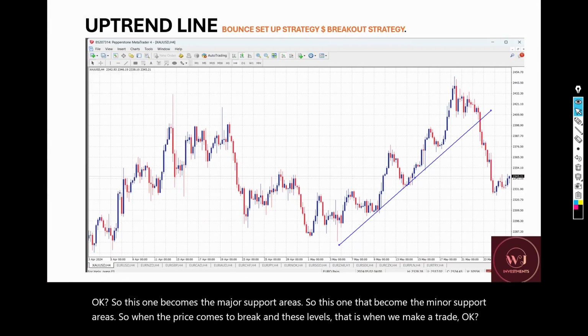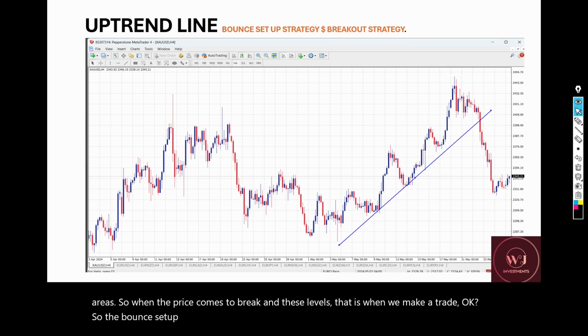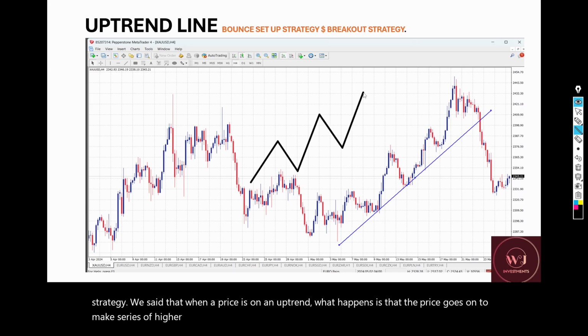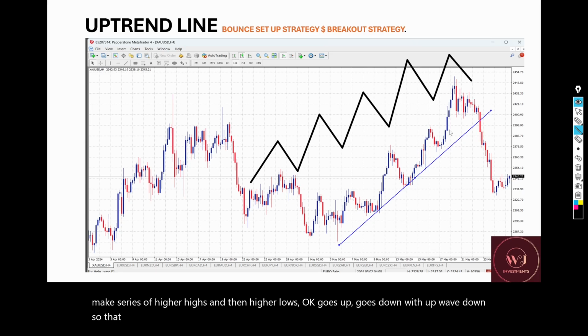So the bounce setup strategy and then the breakout strategy. So for a bounce setup strategy, we said that when the price is on an uptrend, what happens is that the price goes on to make a series of higher highs and then higher lows. Okay, goes up, goes down, wave up, wave down. So that is how the uptrend looks like.